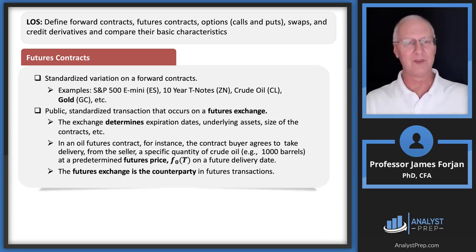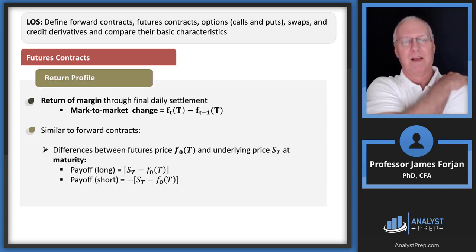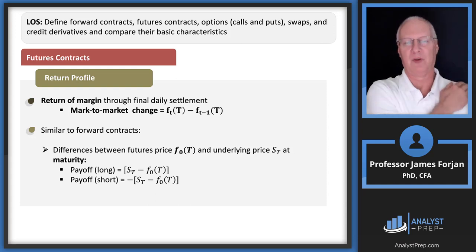And you see what that does? It increases liquidity, it increases transparency. So then you and the ultimate counterparty don't have to worry about default risk, because here I am, I'm Jim's futures exchange, and I'm just assuming I'm Jim, and I'm big and I'm powerful and I have lots of money and I can handle all that risk. All right, so the return profile is exactly the same as it was for forward contracts.